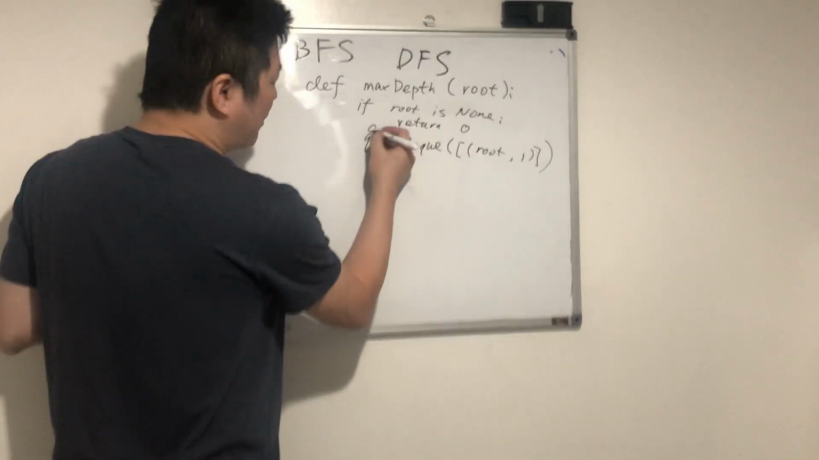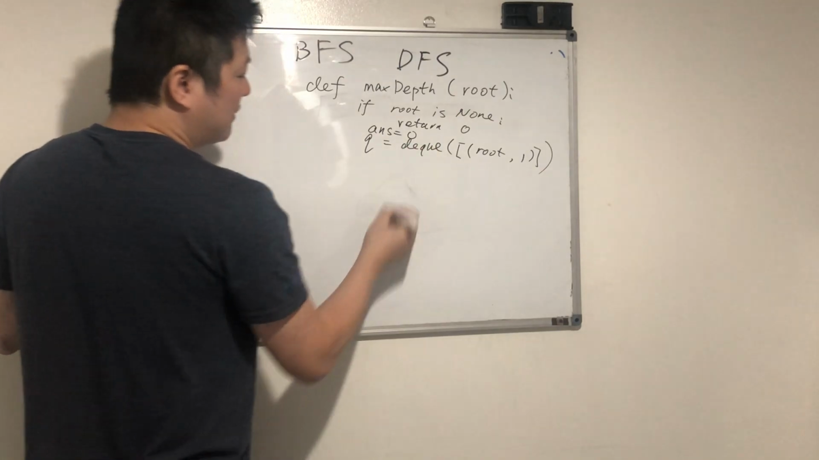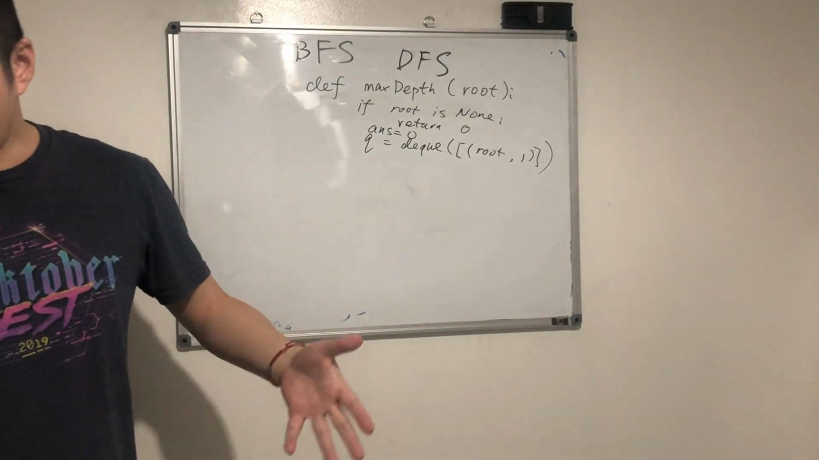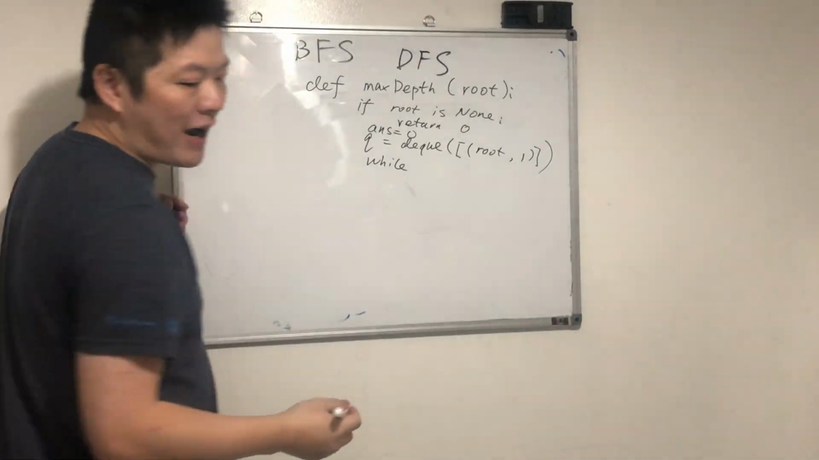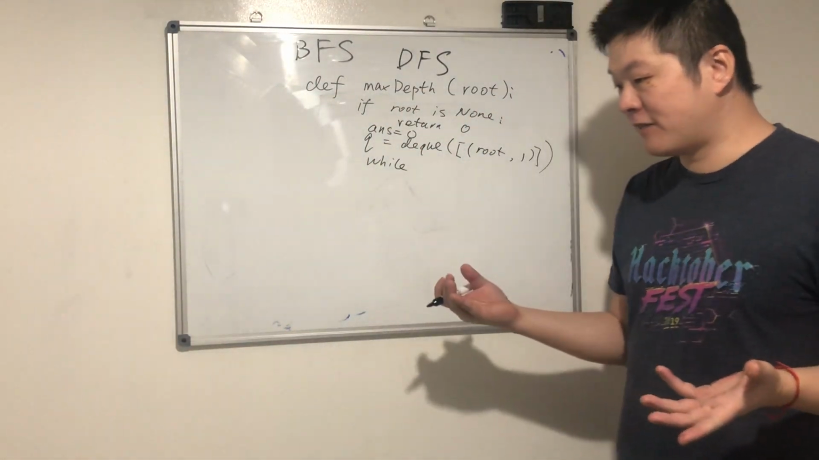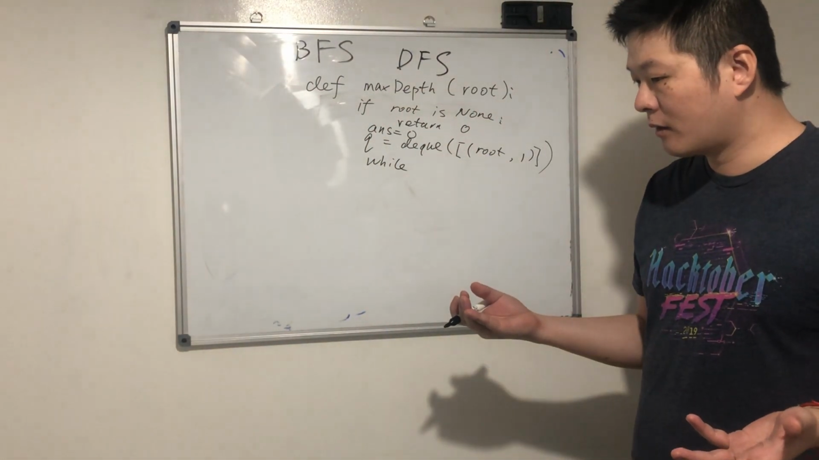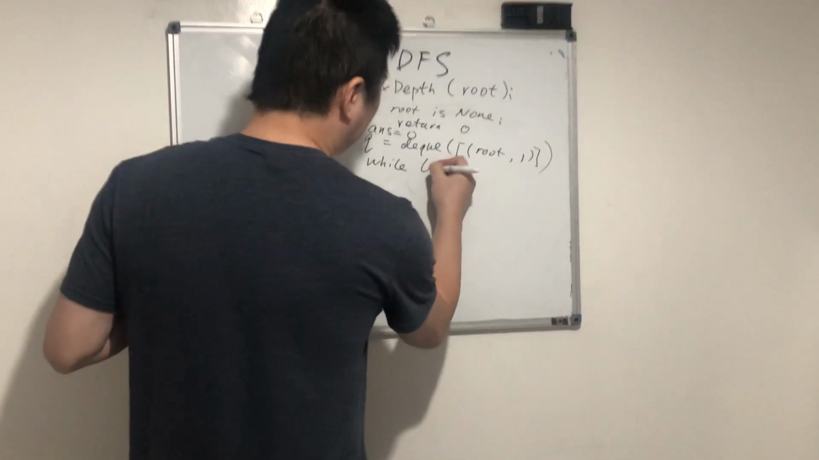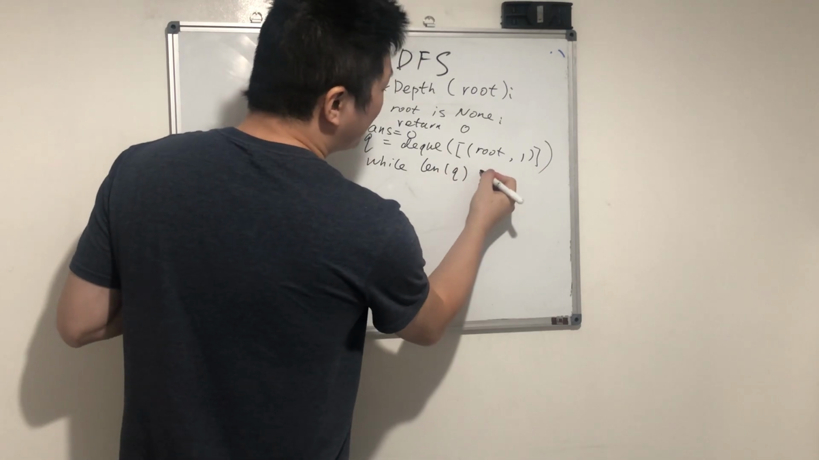Then we also need to store the maximum depth in a variable, we call it answer. Answer equals 0, yeah? So, while the queue is not empty. How do we check if the queue is not empty? While length of the queue, we can use the length.